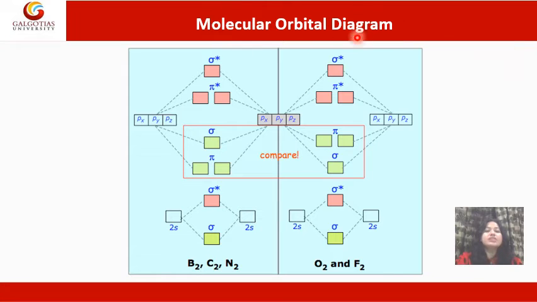Now, let us discuss the molecular orbital diagram of type first and type second. Type first, in which lighter elements like lithium to nitrogen are represented by this diagram, and type second, in which oxygen, fluorine, neon are the elements, is represented by this diagram. A very important point to keep in mind: the orientation of the p orbitals is different in the type first and type second molecular orbital diagrams.